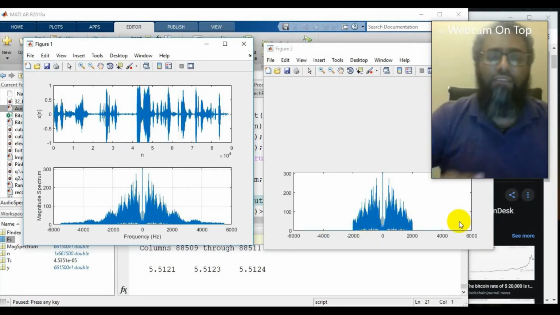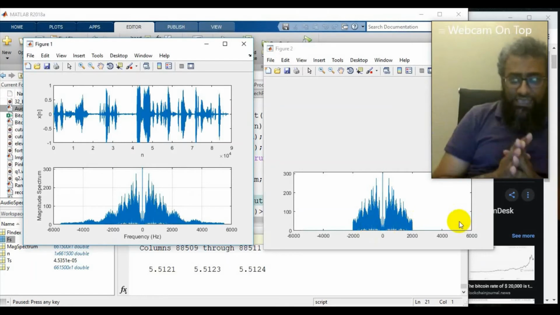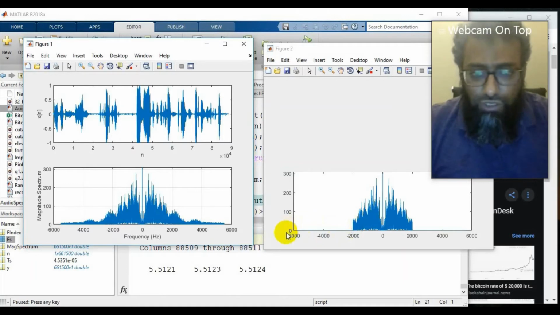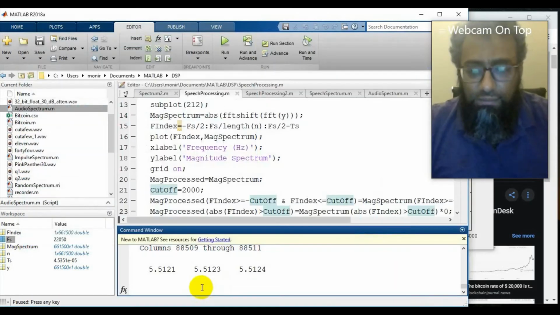Okay, so I have done some processing. Actually, what I have done is low pass filtering, because I have kept all the frequency components below 2000 and I have discarded all the frequency components above 2000. So this is the processed spectrum, and now we see what happens to the signal.